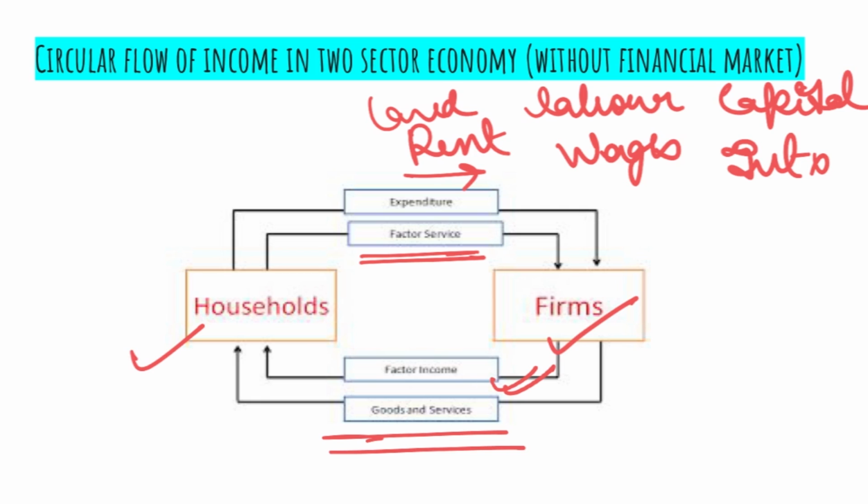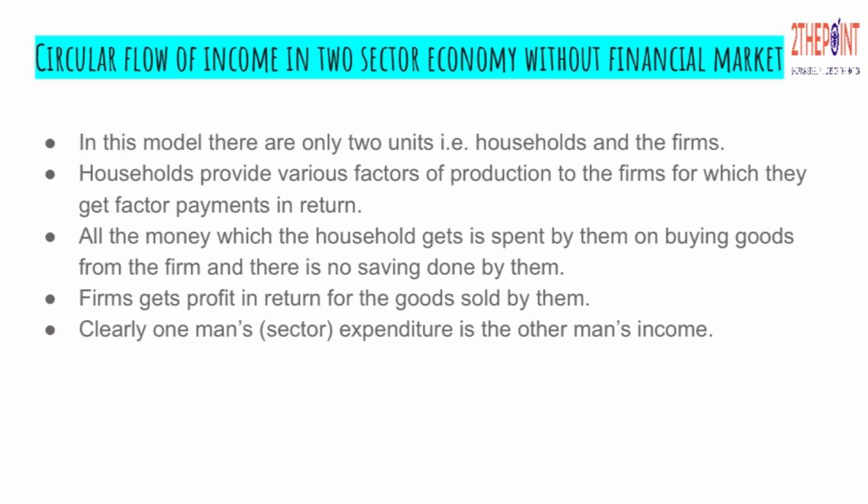So this is the very basic model of how money flows in the economy, where there are only two sectors. First is the household and the second is the firms. Households provide services to the firms and in return get factor income, and all the money which the households earn is spent by them in buying goods and services, by which the firms earn revenue, and that money is again used by the firms to make the payment for factor services provided by the households. So it keeps on flowing between the two sectors of the economy, that is the households and the firms. Now here you can read whatever I have explained in the previous slide.